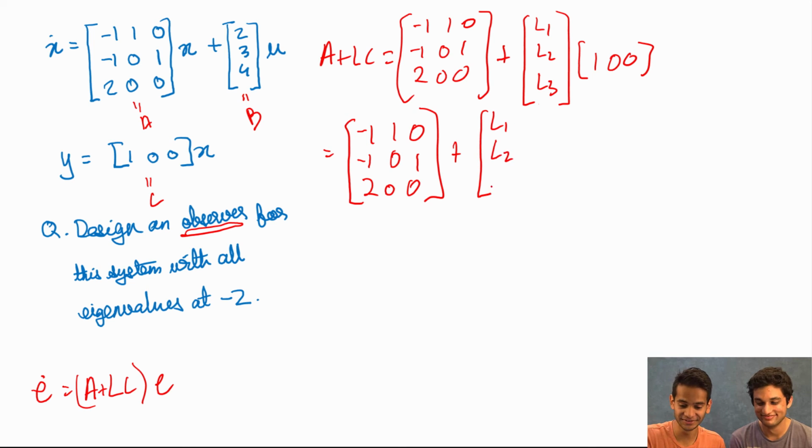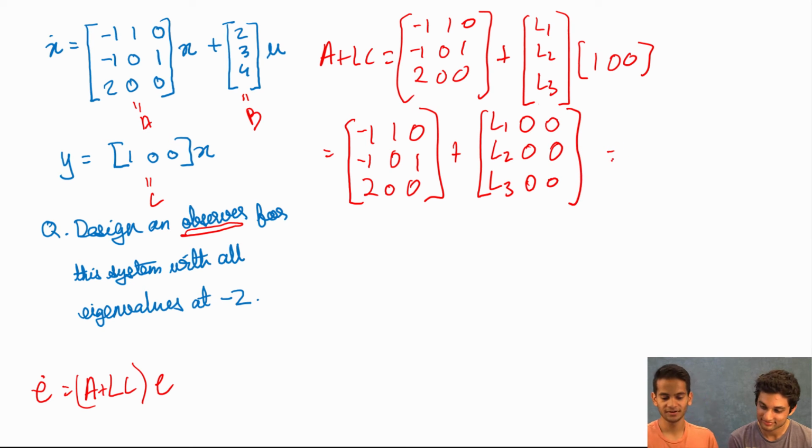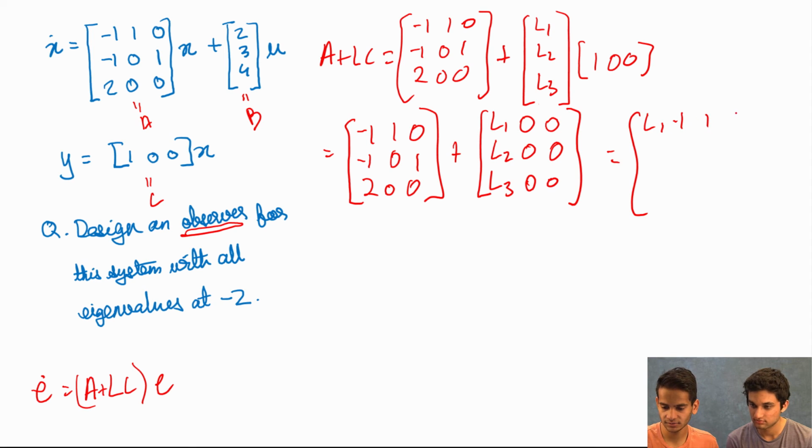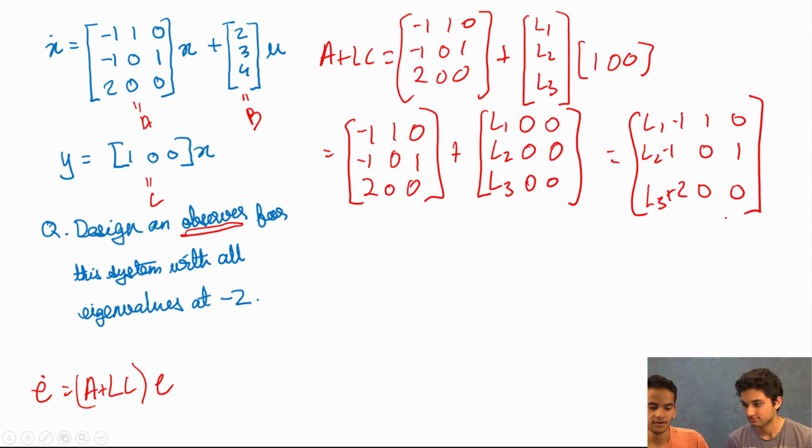True. L1, L2, L3, 0, 0, 0, 0, 0, 0, which is L1 minus 1, 1, 0, L2 minus 1, 0, 1, L3 plus 2, 0, 0. Super. All right, so now we have to set all of these eigenvalues to -2, right? Yeah. The determinant of this shouldn't be too hard, right? I really hope so. Well, you're doing it.